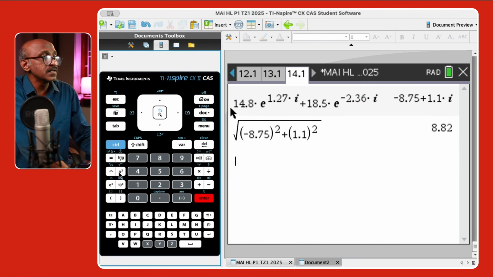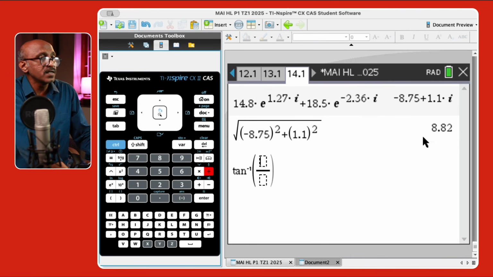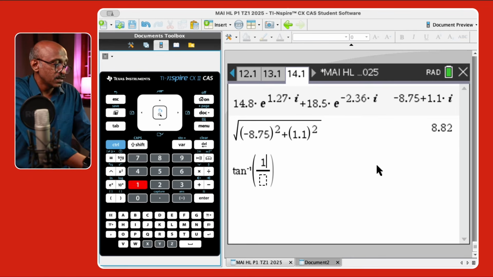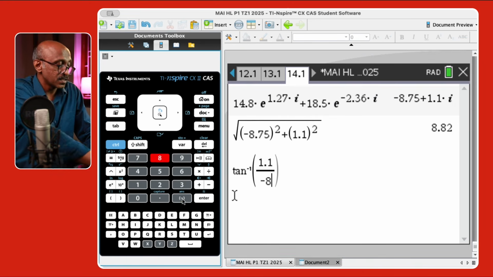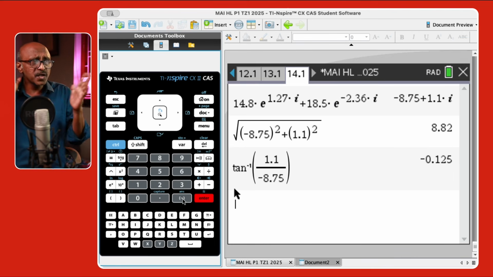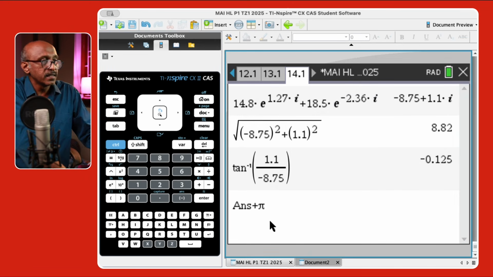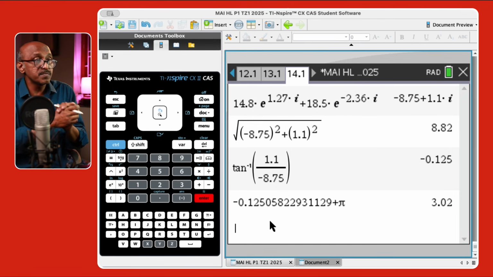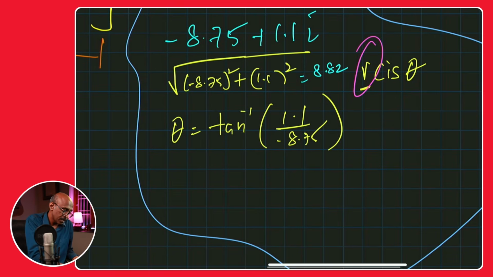Theta is now tan inverse of 1.1 divided by 8.75, and remember it's a negative 8.75, okay? So don't forget that negative 8.75. And when I hit enter, I get a negative value. How do you compensate for that? Just add a pi to it, okay? You'll get that value, and so that's plus a pi, and that should be 3.02, just like that. Okay, so we'll come back to our calculator, and this theta, therefore, is going to be equal to 3.02.